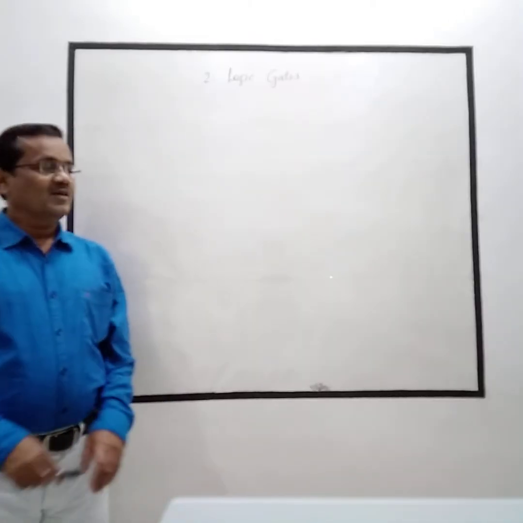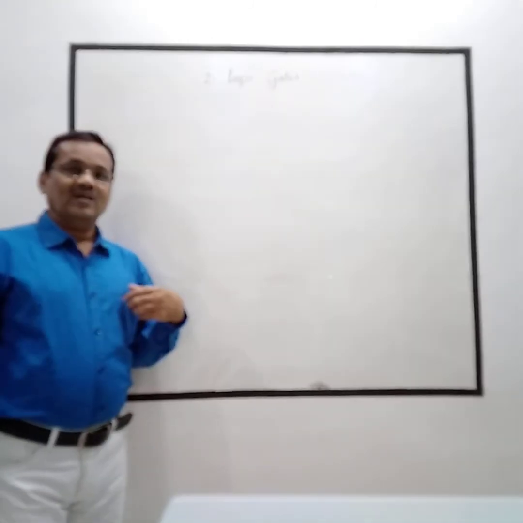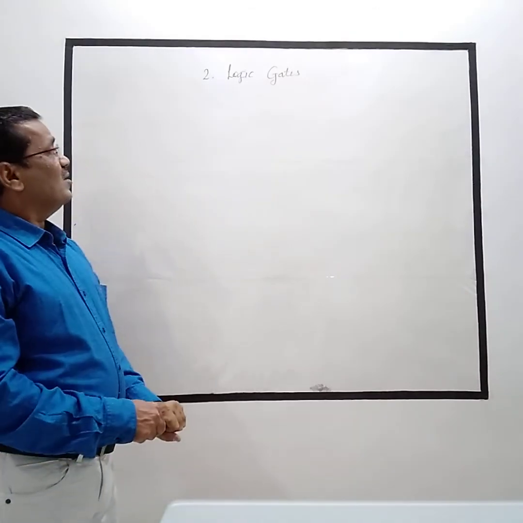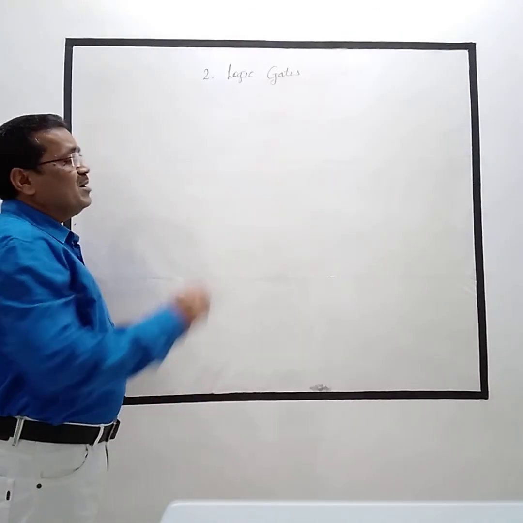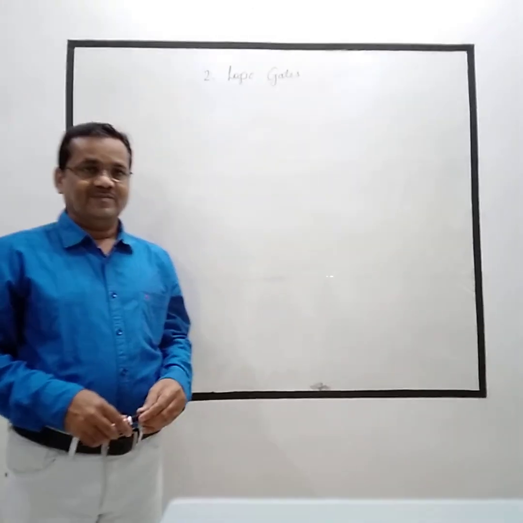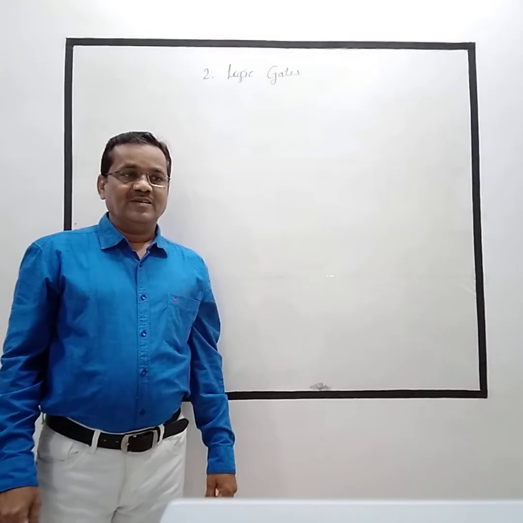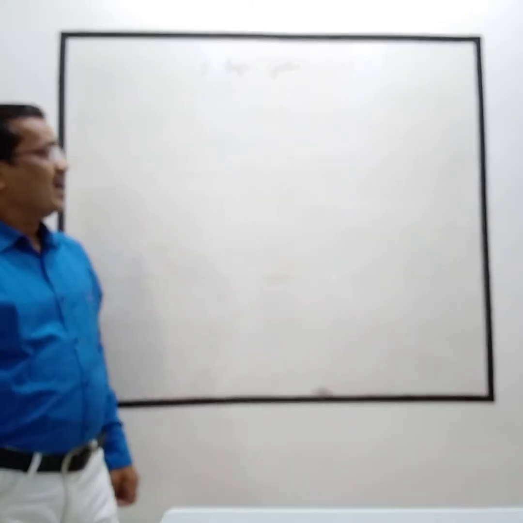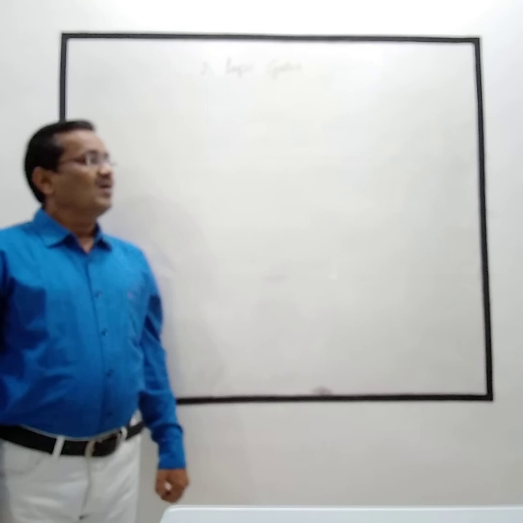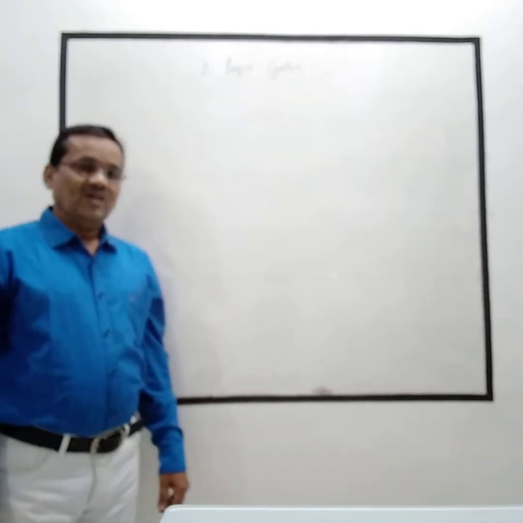Hello students, today we discuss the second chapter of the electronics second paper, that is logic gates. So what is meant by gates, or what is meant by a logic gate? A logic gate is an electronic circuit which has two or more inputs but only one output. That is what we call a logic gate.